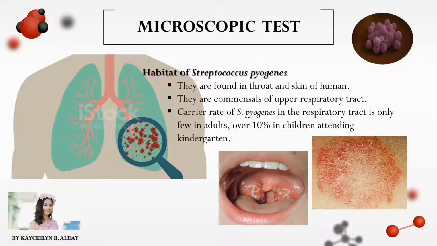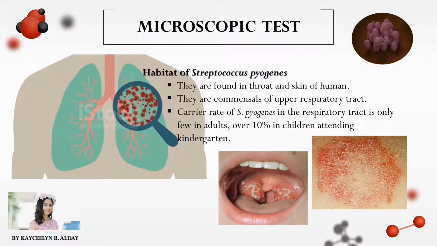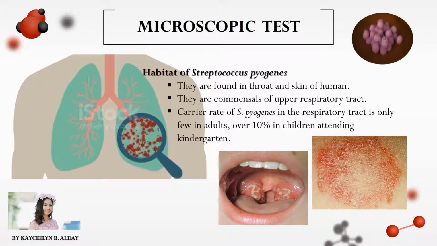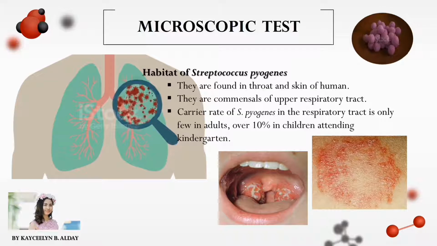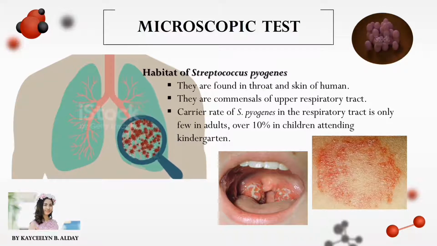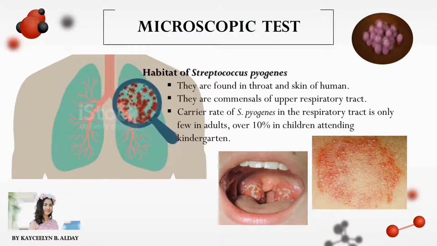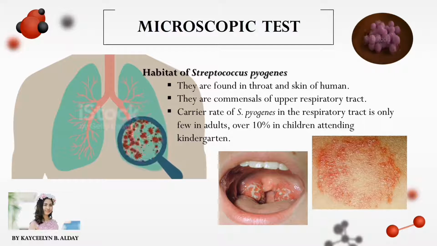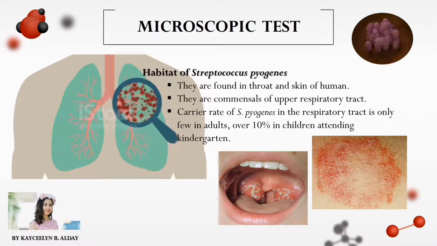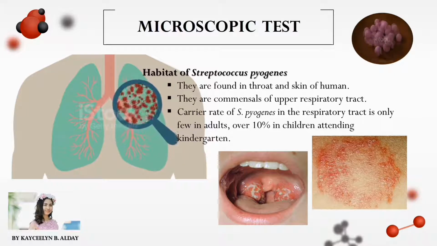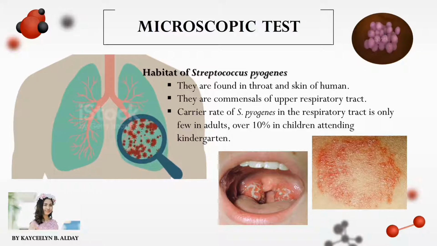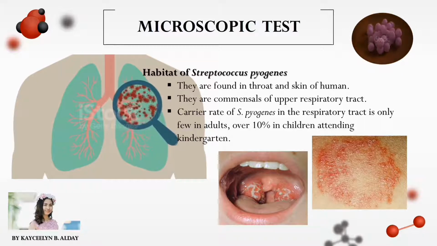Microscopic test. Habitat of Streptococcus pyogenes. They are found in the throat and skin of humans. They are commensals of the upper respiratory tract. The carry rate of Streptococcus pyogenes in the respiratory tract is only a few percent in adults, but over 10% in children attending kindergarten.